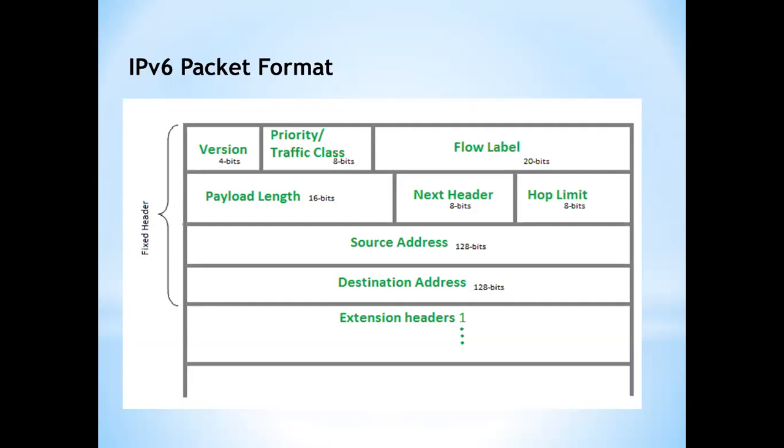Next is destination address. This is a 16-byte, or 128-bit, internet address which corresponds to the address of the final destination of the datagram. But this field will contain the address of the next router and not the final destination if source routing is being used. Next is extension headers.